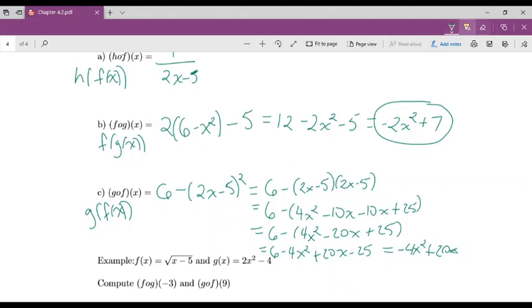Okay. My handwriting's getting bad. Oh, add notes.